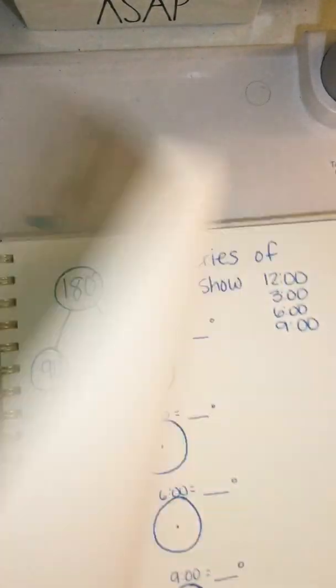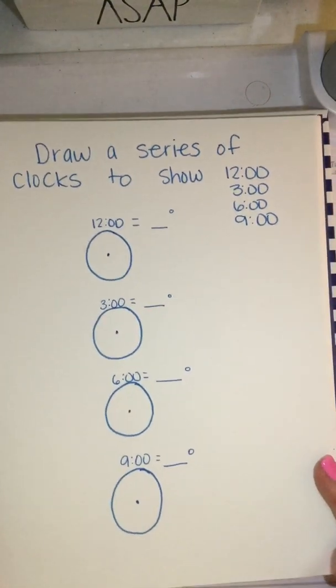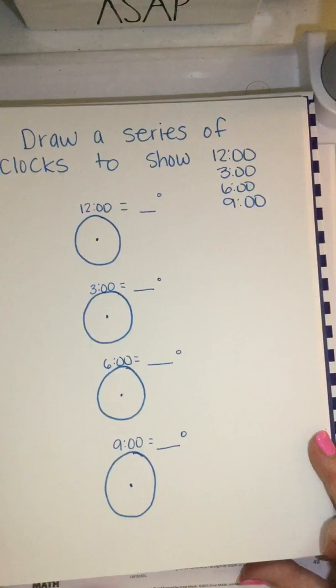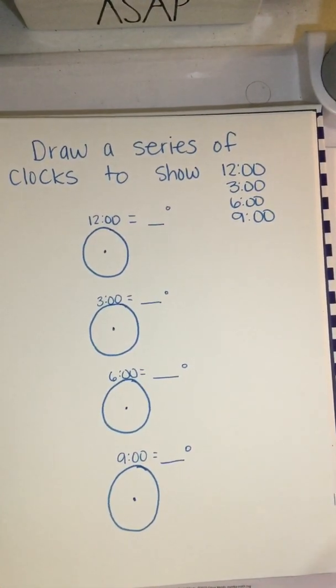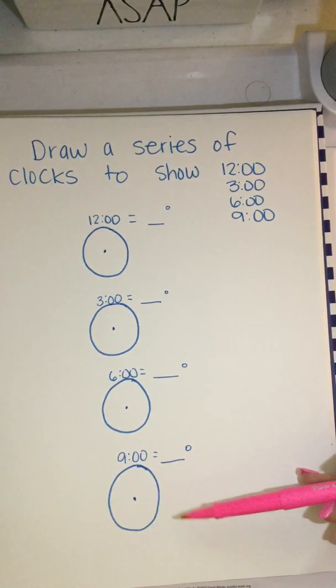Okay, the next thing we're going to do is we're going to take a look at some clocks. So I'm going to show you an easy way to kind of draw a clock, because you might be asked to draw a clock on your practice book or maybe in an exit ticket or a quiz, and I want you to be able to know how to do that. So we're going to have to show the hands of the clock at 12 o'clock, 3 o'clock, 6 o'clock, and 9 o'clock. So I kind of pre-drew some of those circles out.